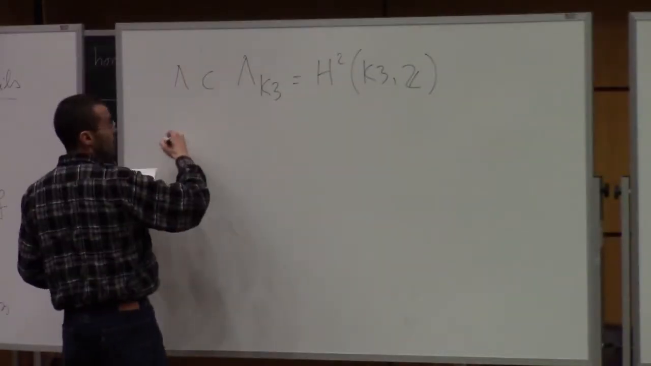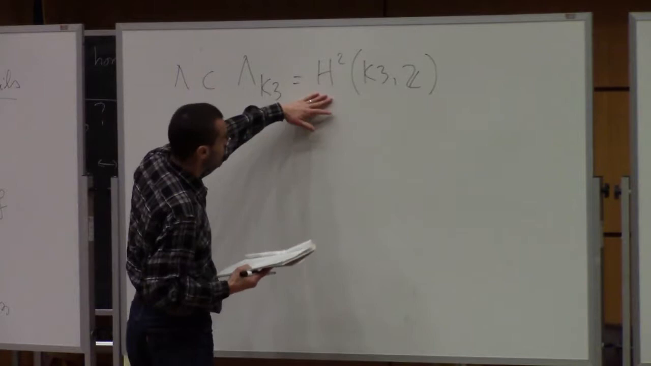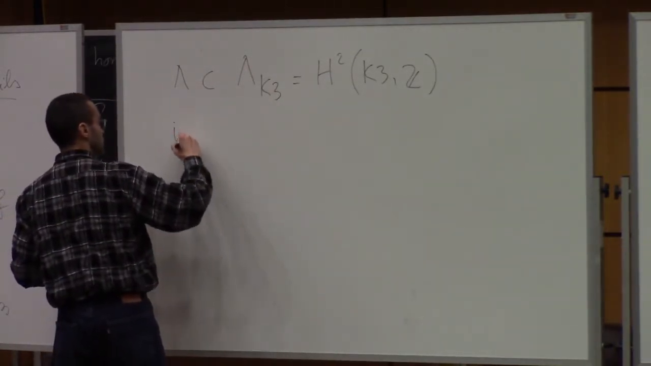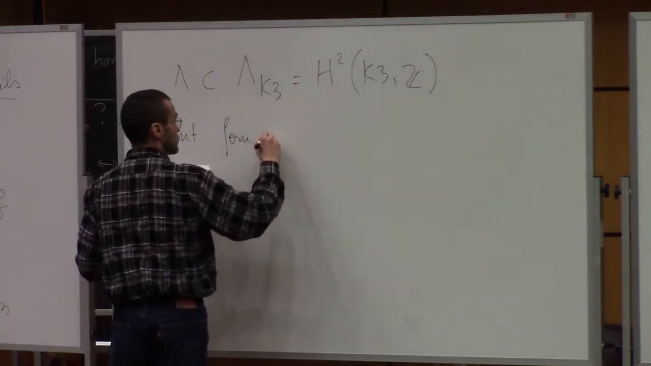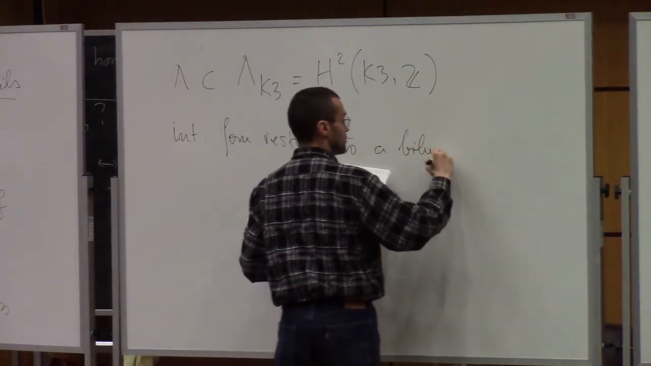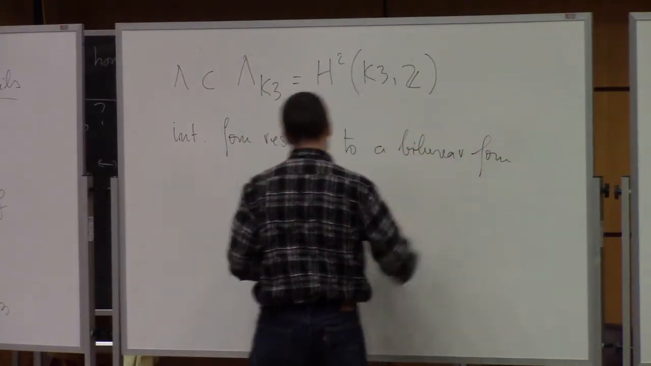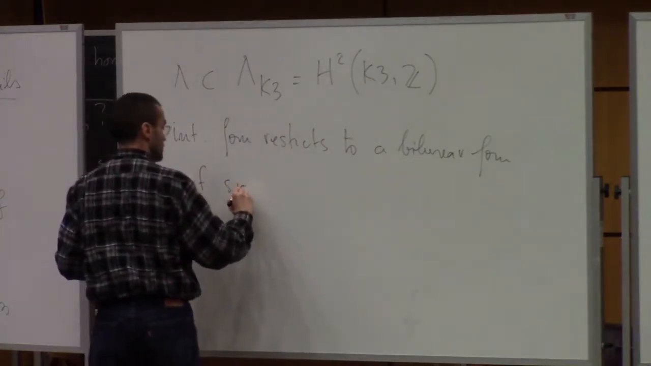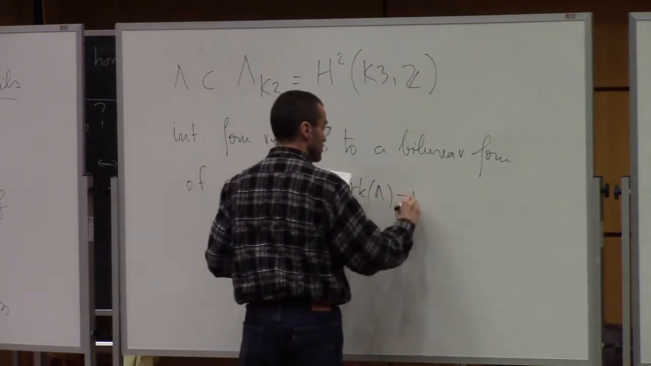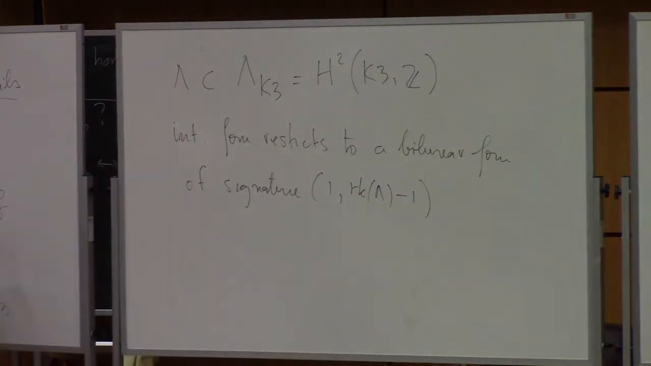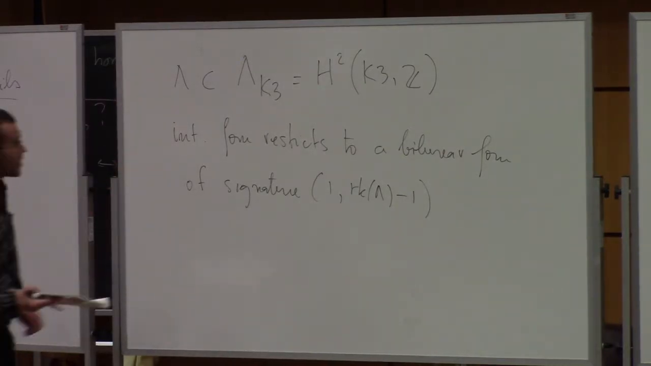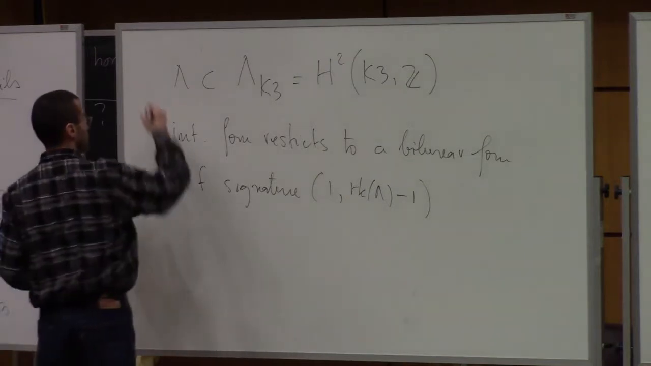And we want the natural intersection form to restrict to a bilinear form on lambda of signature (1, rank of lambda minus 1). Okay, so that's the discrete data of the theory. We want this to happen.